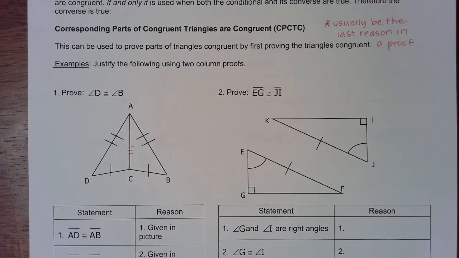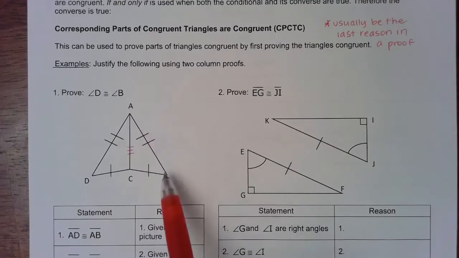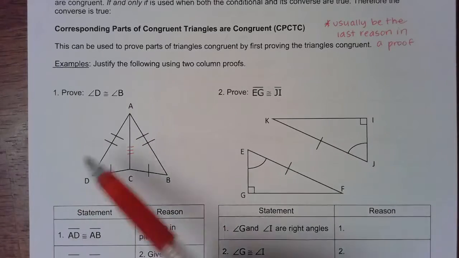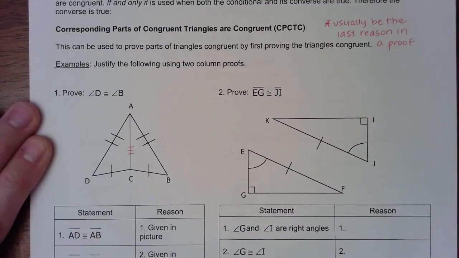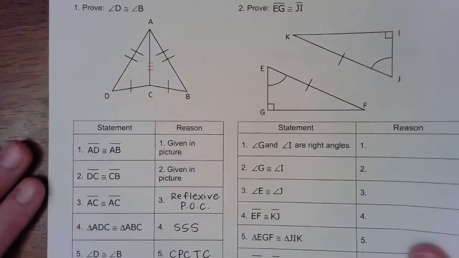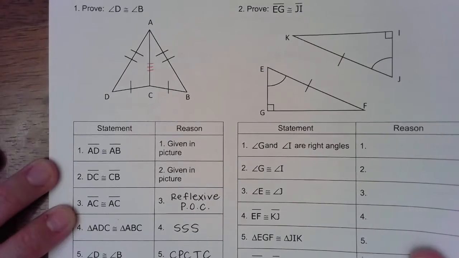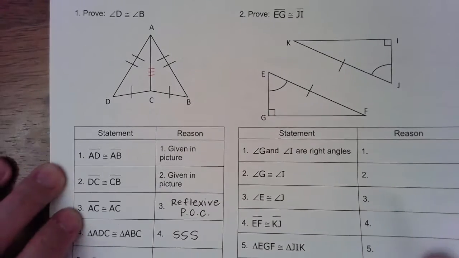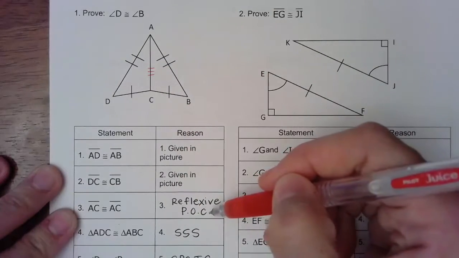So in these two examples, we're trying to prove that a part of this triangle is congruent to a part of this triangle. The reason why AD and BC are congruent to each other is because it's given in the picture. It's kind of the same as just saying it was given, except they didn't list it as given typed. It was marked on the picture. The reason why DC and CB are congruent to each other is because that one was also given in the picture. The reason why AC is congruent to itself is because of the reflexive property of congruence.